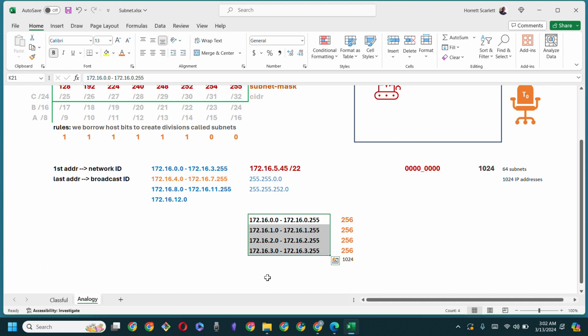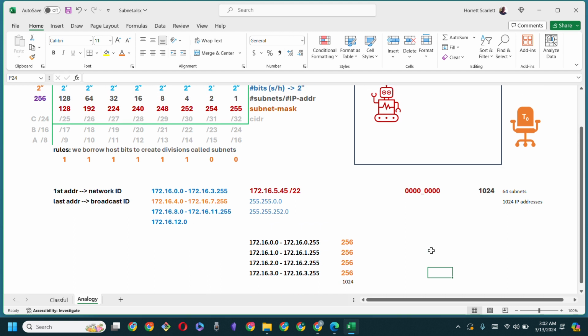Which means that we would have now done something similar for the 172.16.4.0 network. So we would have 172.16.4.0, would have .5.0, .6.0, .7.0. Those are now going to be grouped together to form the second subnet.